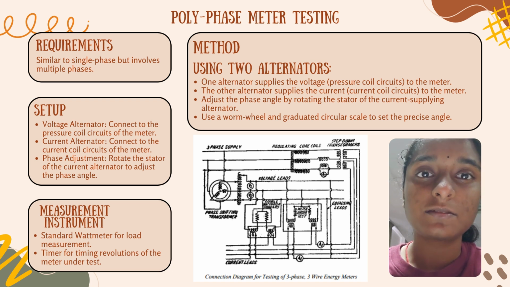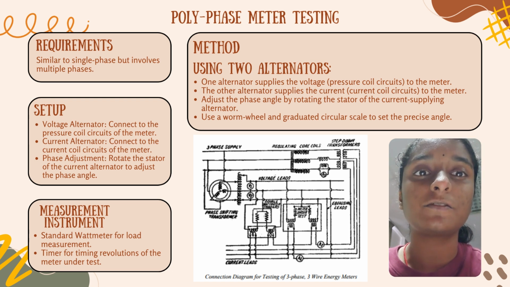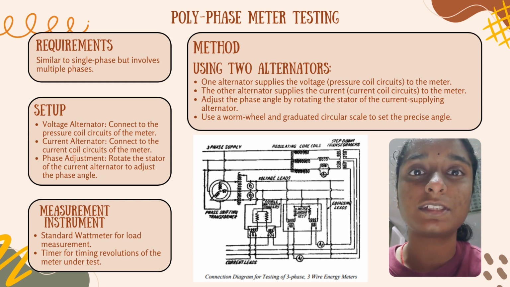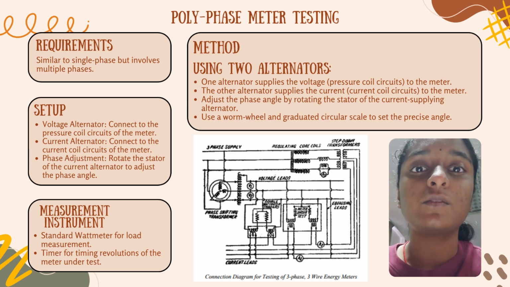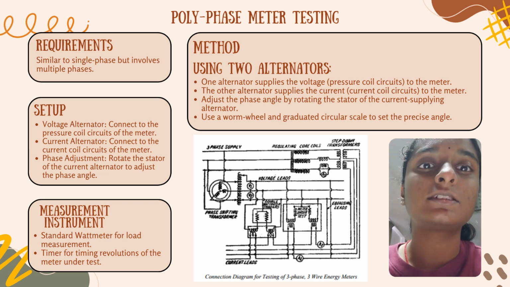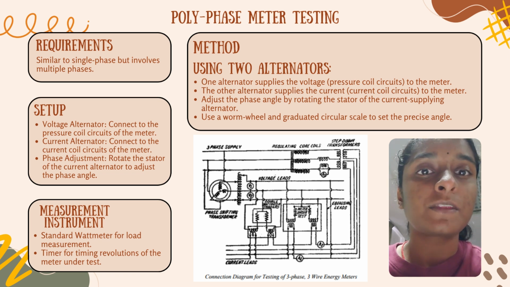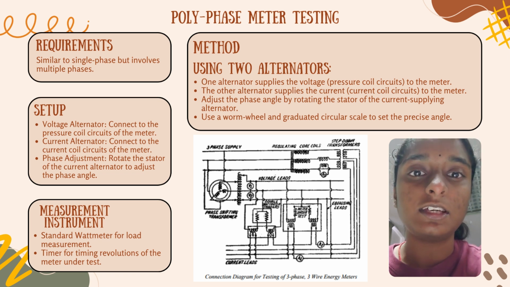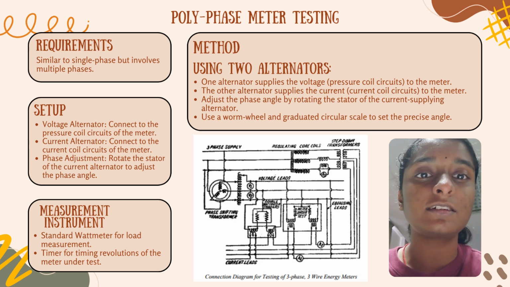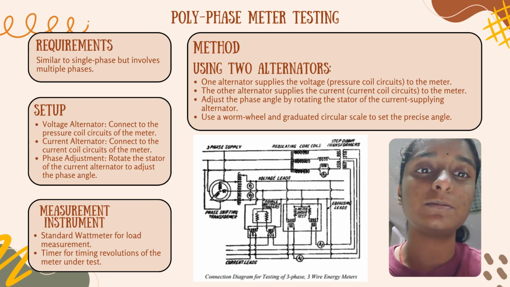Adjust the phase angle by rotating the stator of the current supplying alternator, as stated in the setup earlier. And a worm wheel and a graduated circular scale is used to set the precise angle. The diagram shown is the connection for testing of 3-phase energy meters.